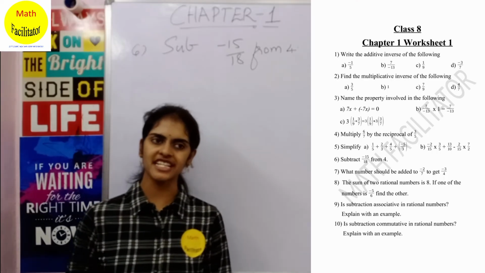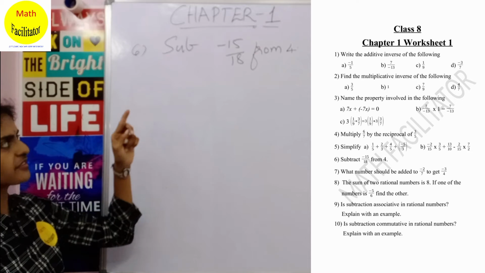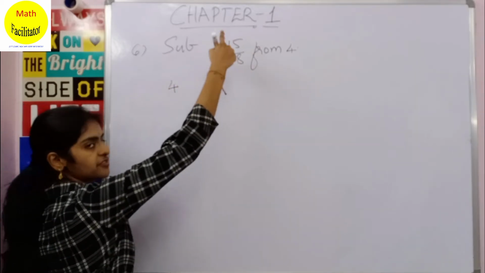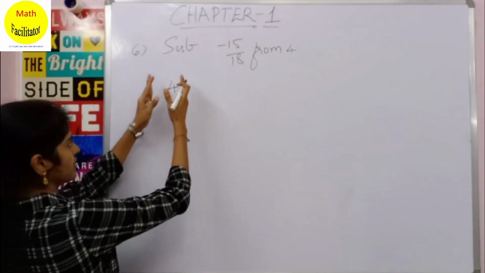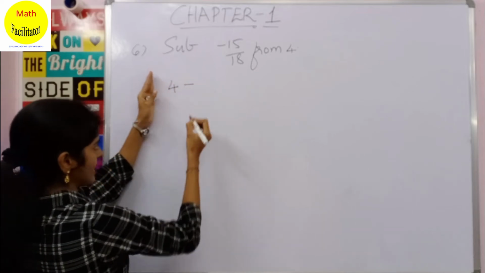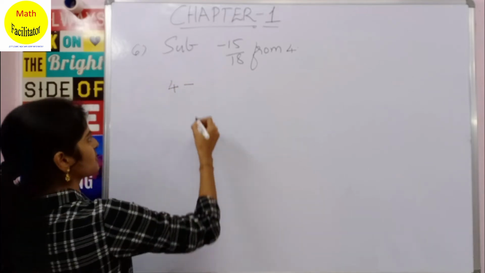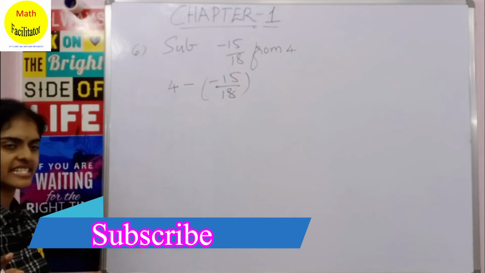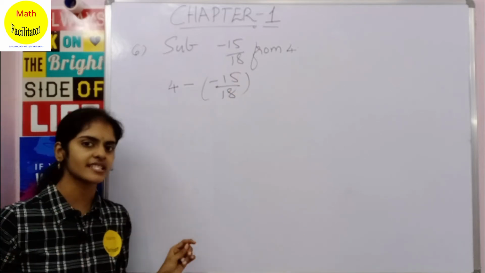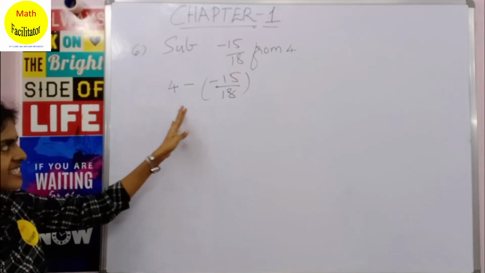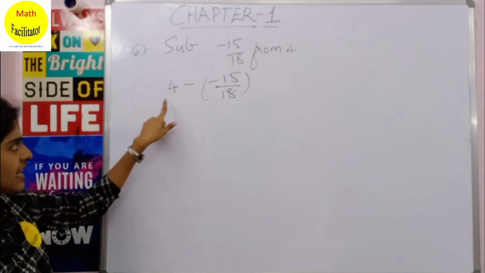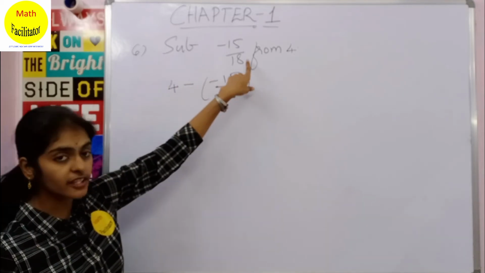The next question is you have to subtract minus 15 by 18 from 4. So you have to subtract minus 15 by 18 from what? From 4. So firstly you will write 4 minus what you have to subtract? Minus 15 by 18. Clear? So this is the first step. If you make any mistake in writing this step, then your answer is gone. So firstly write this step correctly. Subtracting from 4 means you have to write 4 first. And what are you subtracting from 4?